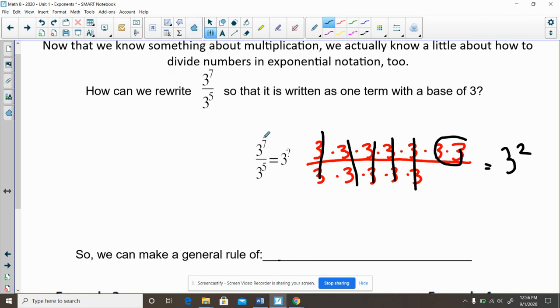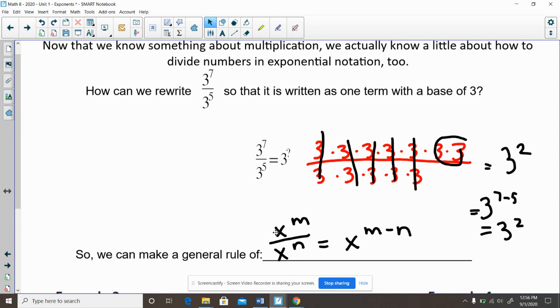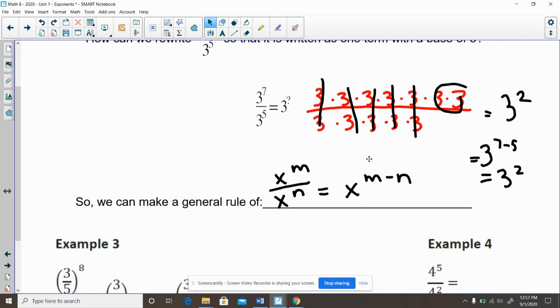So let's think about it for a second. What did we do with our exponents when our bases were the same? Well, our base stayed the same, and then in order to get a 2, we subtracted our exponents. So that gave us a 3 to the 2nd power. Okay, so our general rule would be when you are dividing and bases are the same, you subtract your exponents.